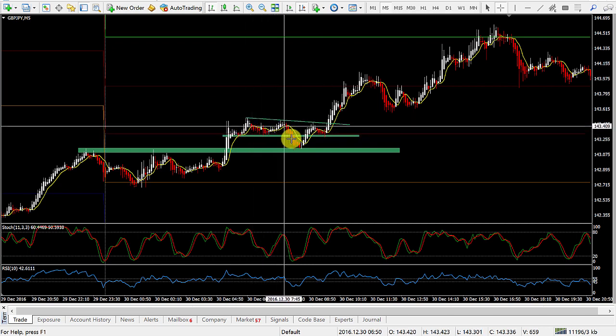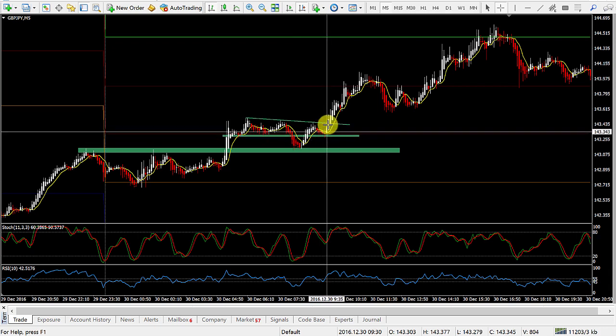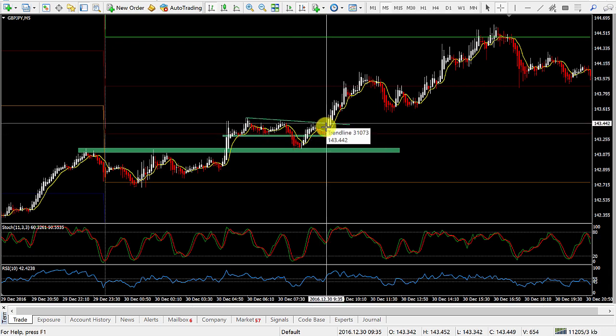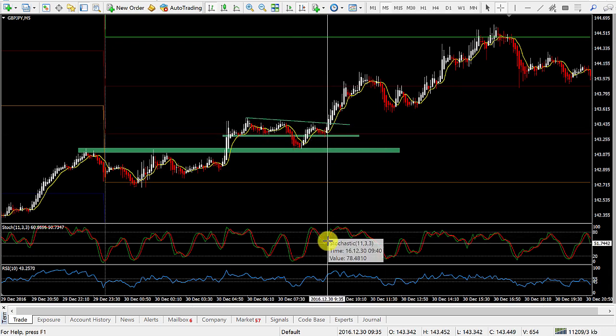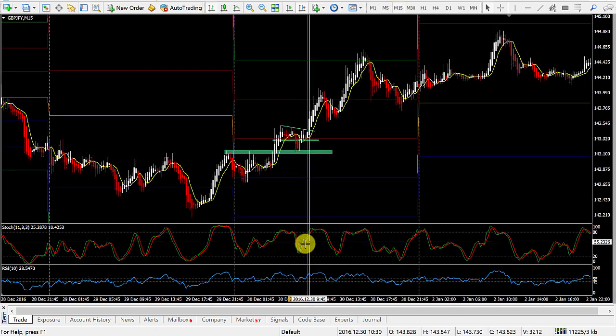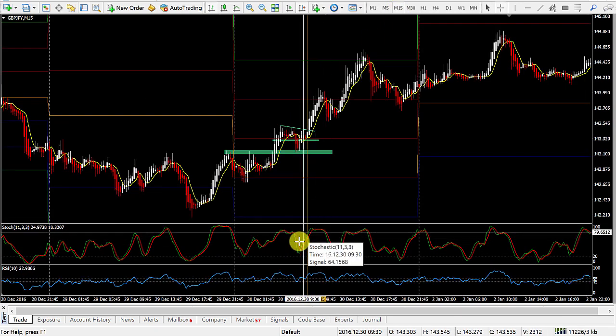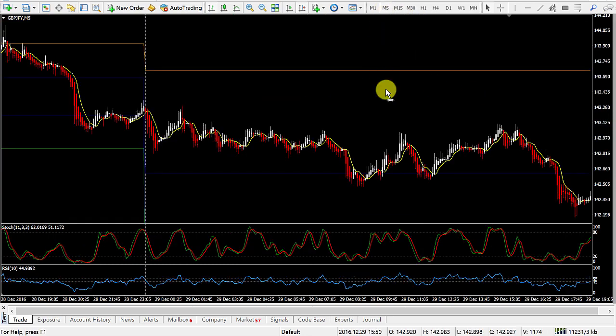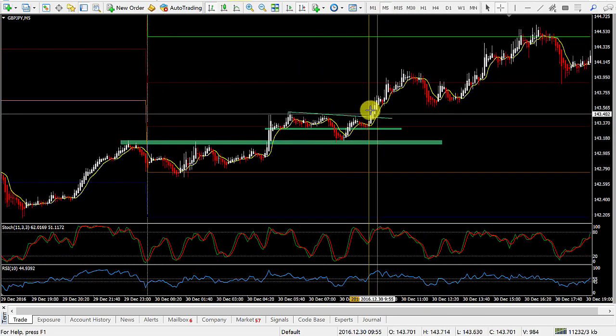So now we have a head and shoulder structure, and as soon as we break the neckline, then I don't really care about the stochastic in this case. And if we go to the M15, let's say this would be our entry candle. If we go to the M15, then you can see it is nicely pointing up, and this is exactly what we want. So this would be a nice entry.